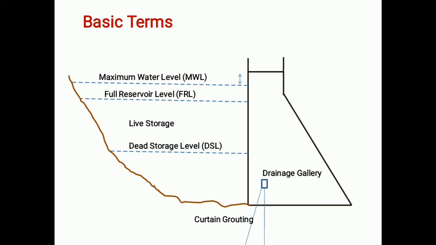The other line is drainage holes. If there is any seepage still coming or existing after the curtain grouting also, that seepage water is collected through drainage holes, and that water will be collected in the drainage gallery. From the drainage gallery, it is collected into some well. From there, it is pumped back into the river.